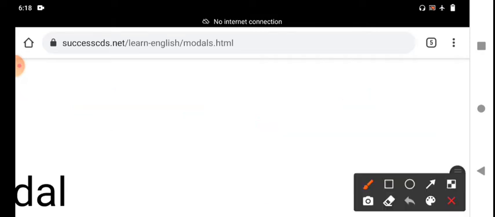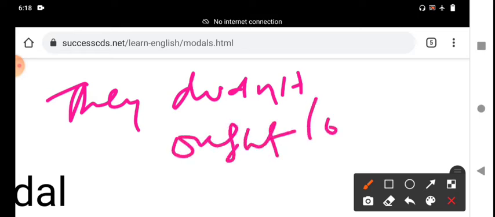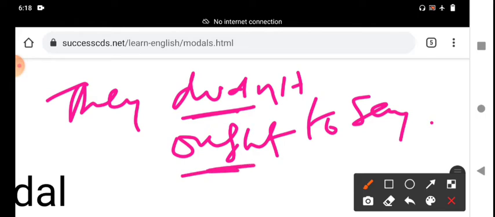As a main verb: they did not ought to say. Didn't is a helping verb, did not. Ought is a main verb. That's why it functions as a main verb. They did not ought to say. I will write only simple sentences, my dear students.